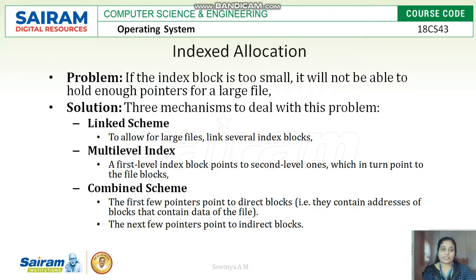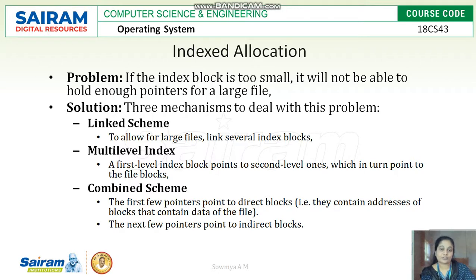The index allocation problem is that if the index block is too small, it will not be able to hold enough pointers if the file is very large, and if it is too big, it will suffer from internal fragmentation. The solution is three mechanisms to deal with this problem. One is the linked scheme. To allow large files, link several index blocks. First an index block will be created.